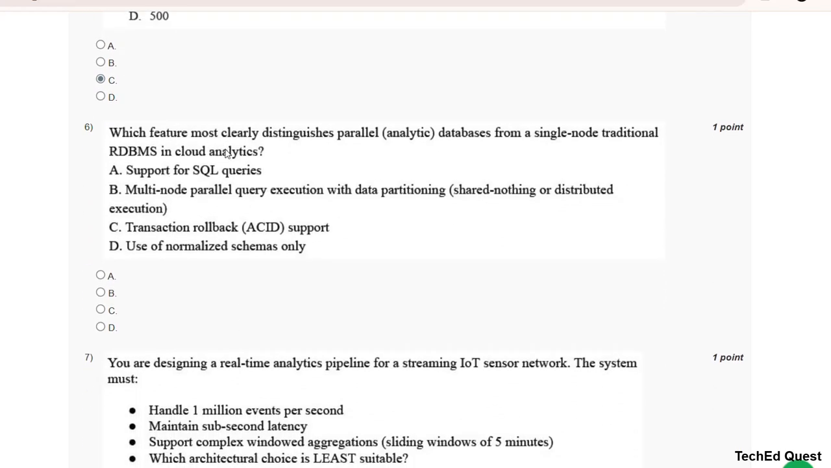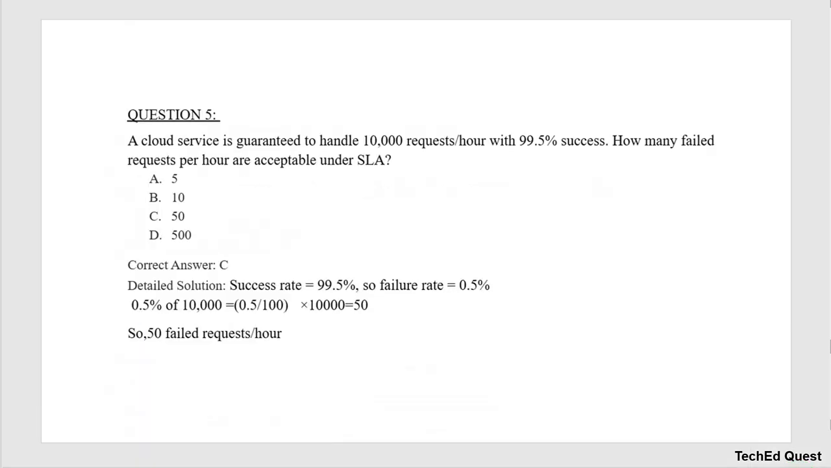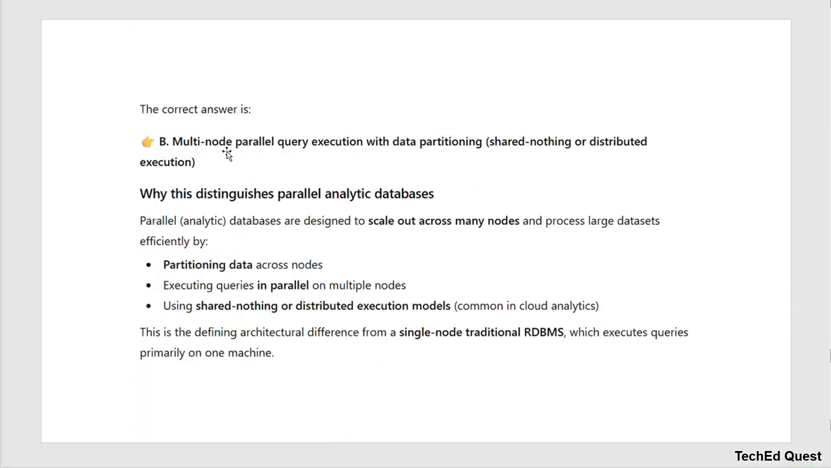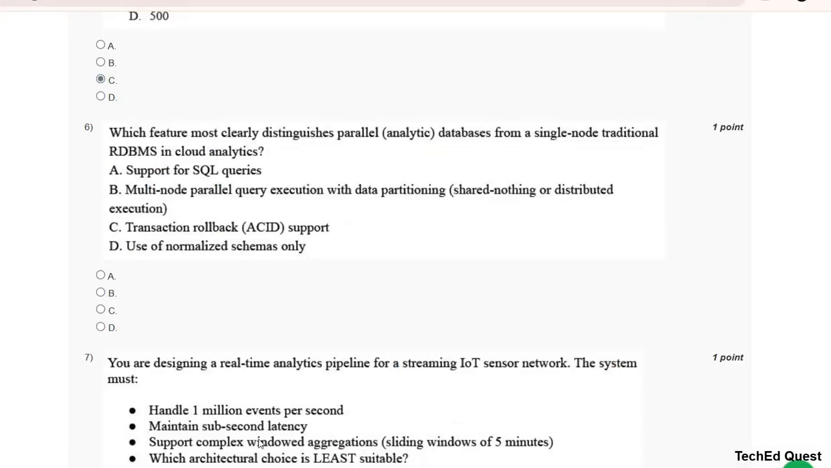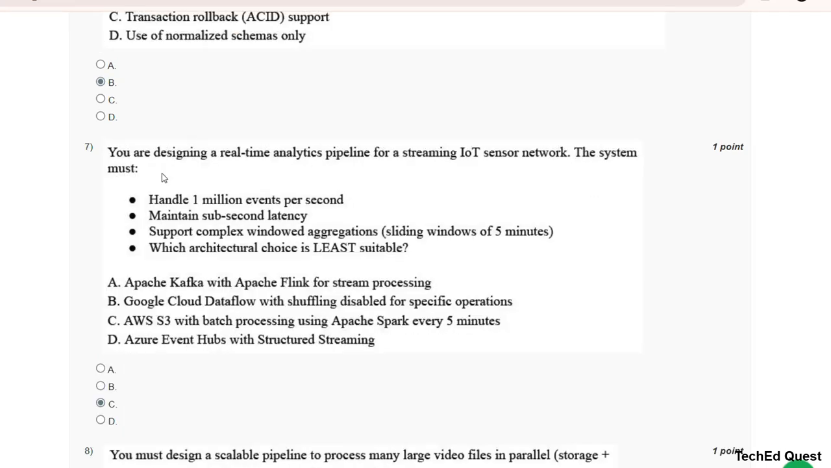Now move to the sixth question. Which feature most clearly distinguishes parallel analytic database from a single node traditional RDBMS in a cloud analytics? The correct option for sixth question is B. Multi-node parallel query execution with data partitioning. And this is the explanation to this answer. So correct answer for sixth question is B. Multi-node parallel query execution.